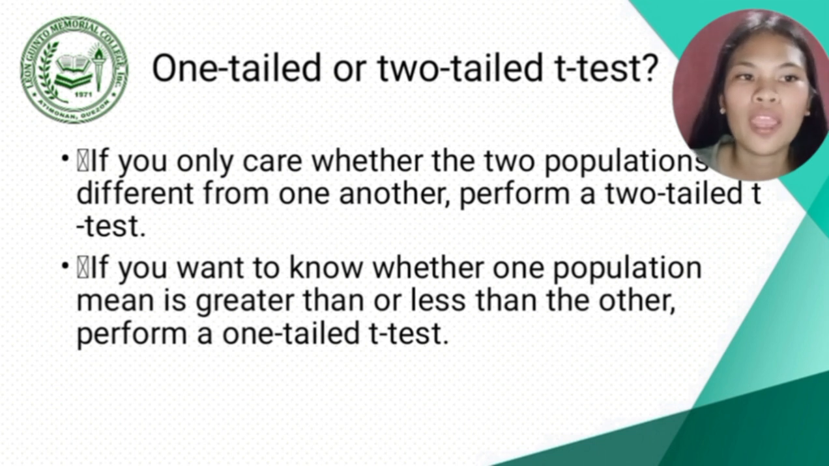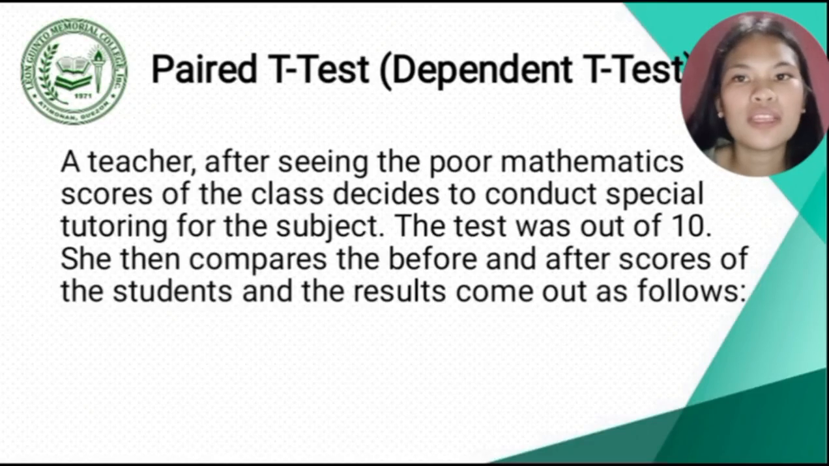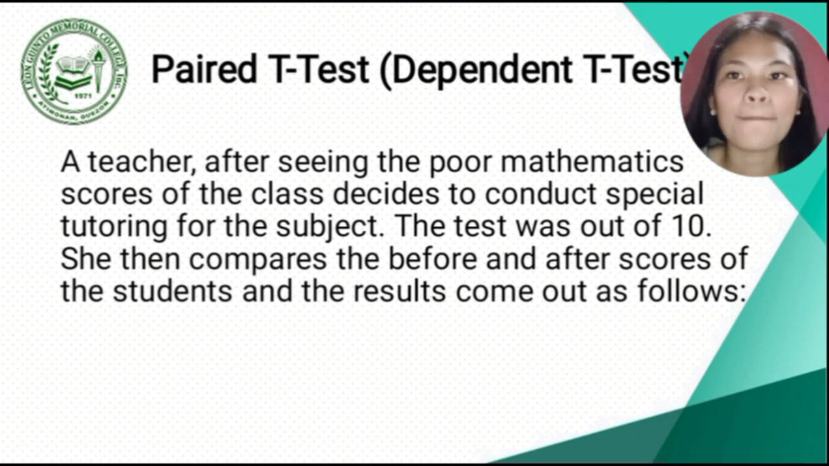If you care whether the two sample populations are different from one another, you have to perform a two-tailed t-test. And if you want to know whether one population mean is greater than or less than the other, you should perform a one-tailed t-test. I have here examples of a paired t-test, independent t-test, and one-sample t-test using computation and the formulas used. Okay, a paired t-test or dependent t-test.